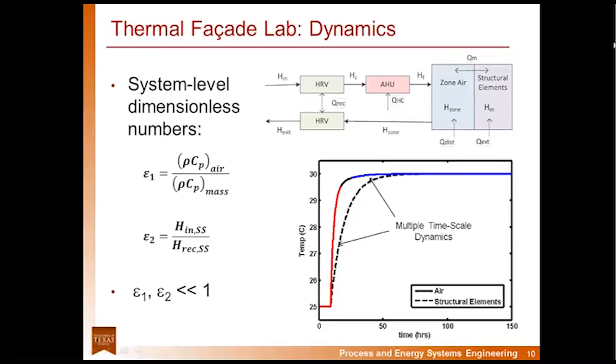We know that both of these numbers will be less than 1 for the buildings that we're looking at because the density and heat capacity of brick and concrete and all the other materials that make up the structural elements is much larger than that of air. And we've installed this energy recovery device because it's going to be operating efficiently. So it will be recovering more energy than is being drawn into the system.